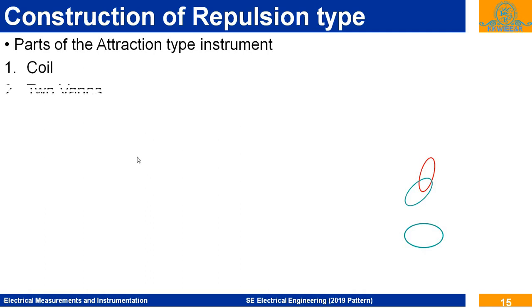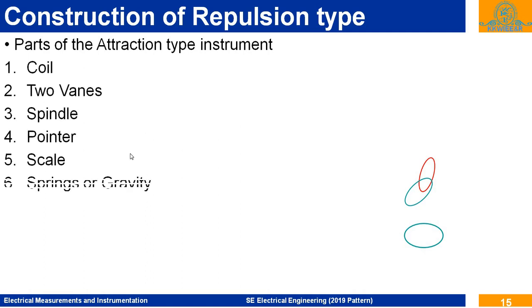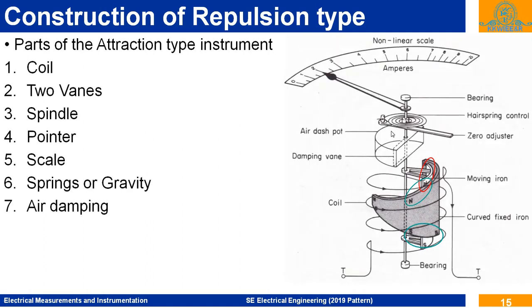Okay, now we will see the construction in detail. There is a coil, so current is entering and moving through this coil, and current is leaving. This is a coaxial type.